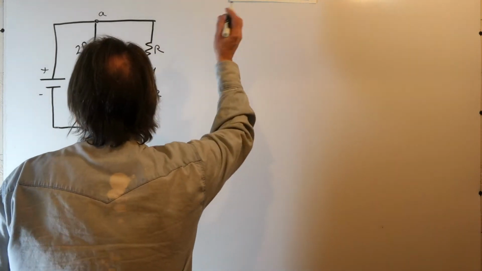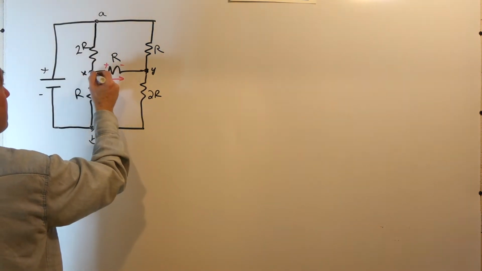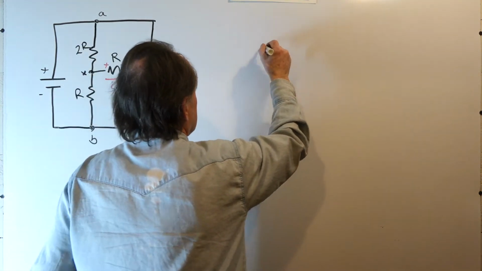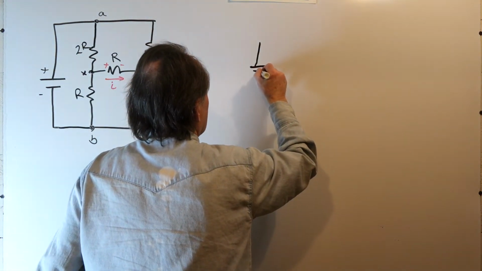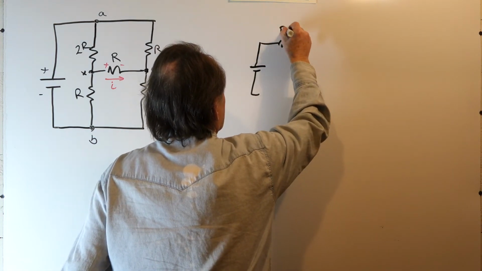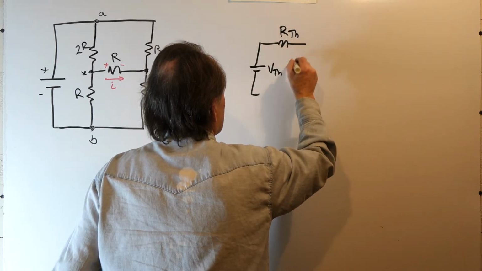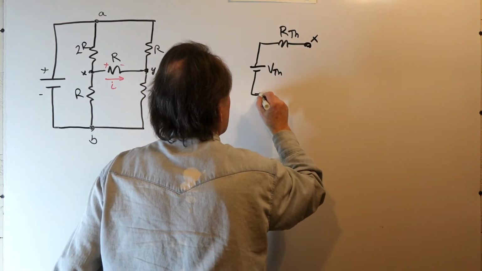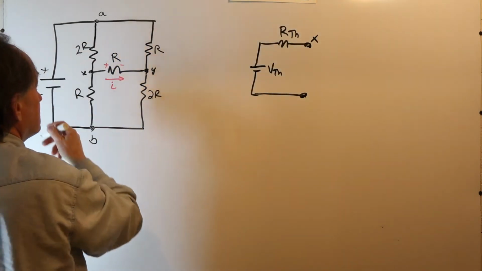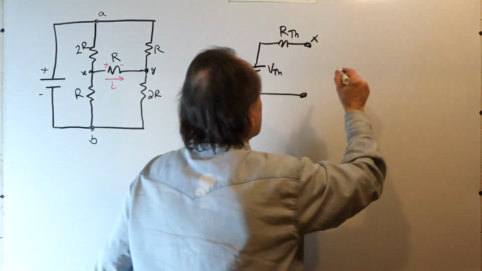So if I break the circuit at this point and look back into the network from node X, I'm going to see basically a Thevenin voltage source in series with a Thevenin resistance. I'll call that RTH and VTH. And this will be at node X. Looking back into the network, that's what I'm going to see. And the same thing looking back into node Y.